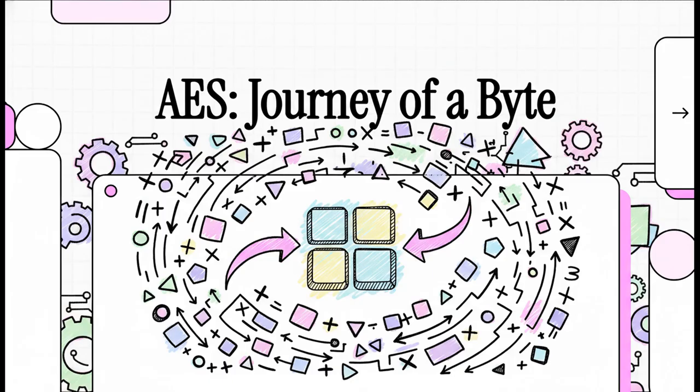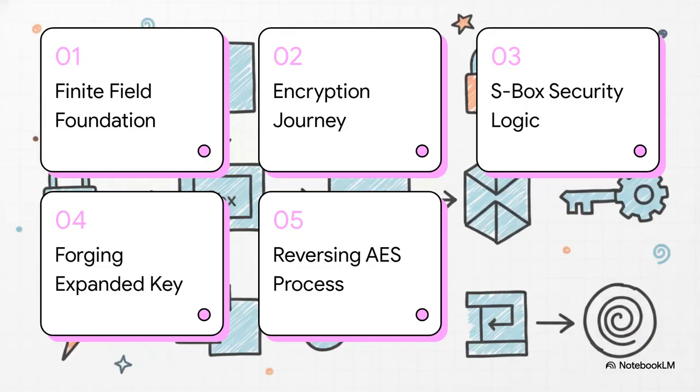If you're an undergrad in computer science, you've definitely heard of AES, the Advanced Encryption Standard. It's basically the gold standard of modern cryptography. But today, we're not just going to stare at abstract math on a whiteboard. No way. We are going to do something way more interesting. We're going to literally track a single byte of data as it fights its way through the entire, complex, mathematical gauntlet of AES. Here's our roadmap for today.